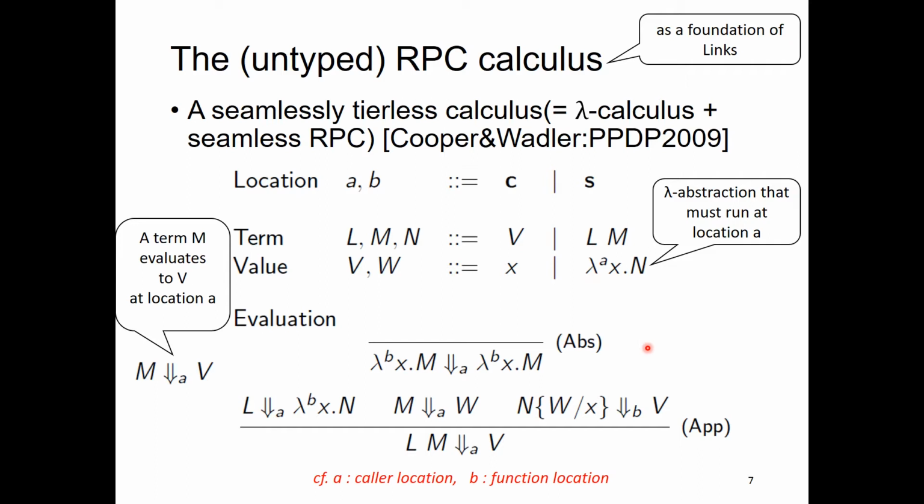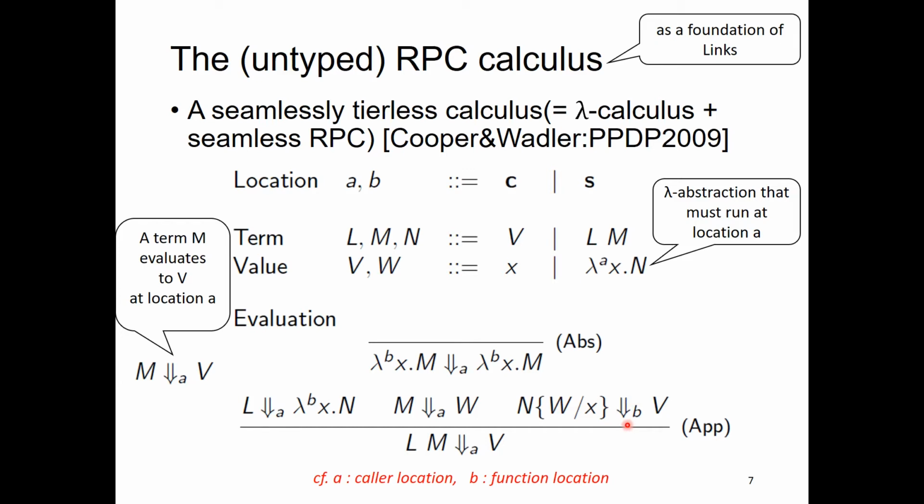The RPC feature is described by the big step semantics. When you evaluate a lambda application at location A, you evaluate the functional term L at the same location A into a lambda abstraction with location annotation B. You also evaluate an argument M to a value W at the same location. And then finally, you do beta reduction at the location B, not A.